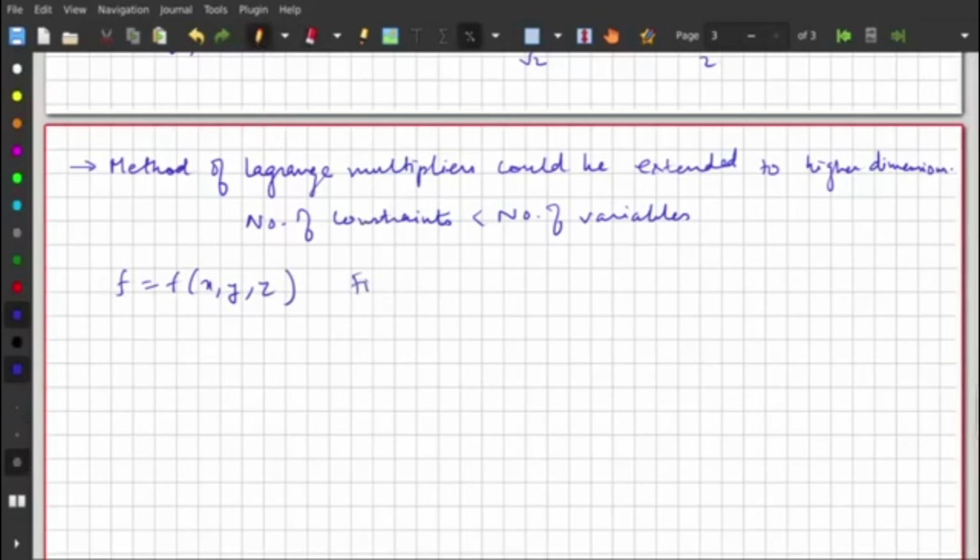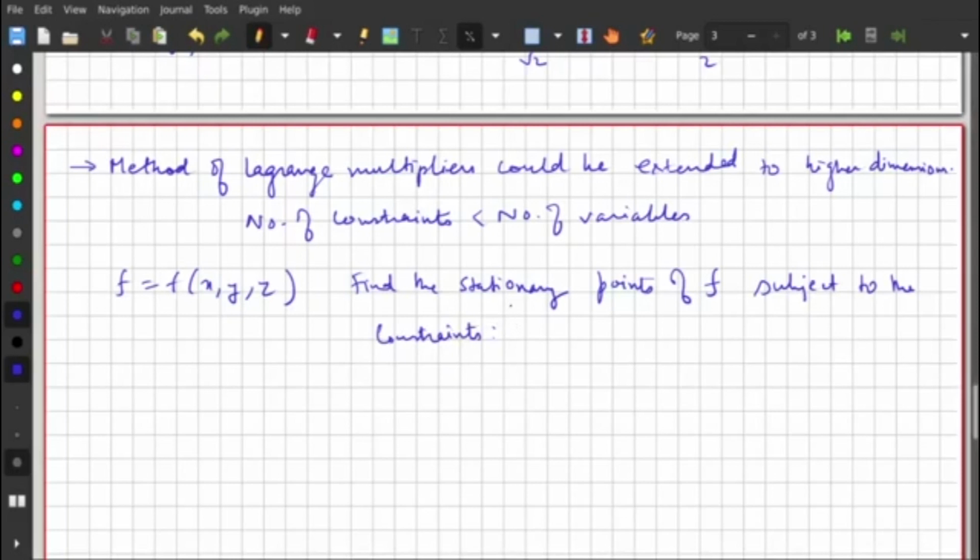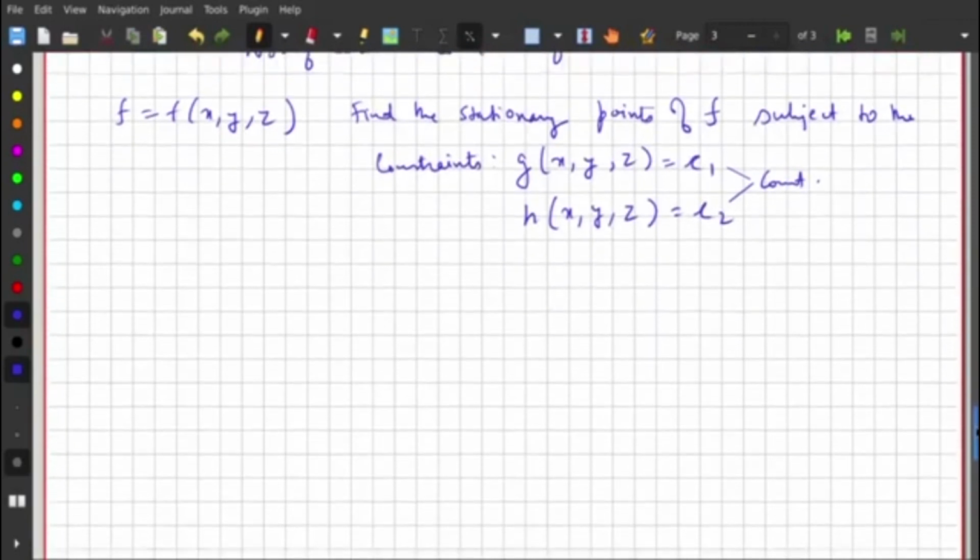find the stationary points of f subject to the constraints. Let's say we have g of x, y, z equal to c1, and we have another constraint, h of x, y, z equal to c2, where these two are constants. So now we have two constraints, and we need to find the stationary points of the function f subject to these two constraints.